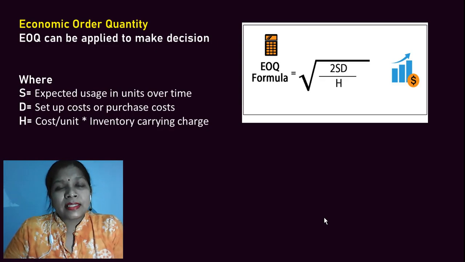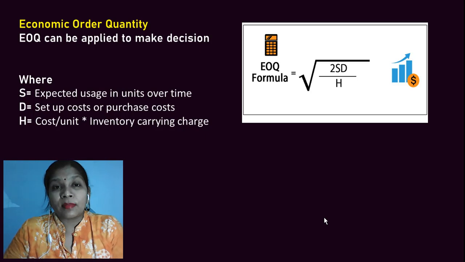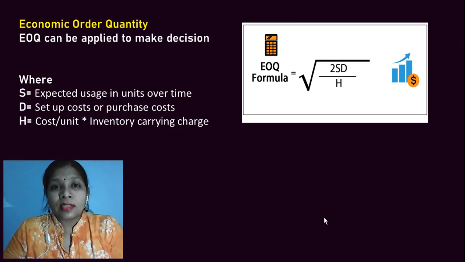Now, it's a tool. We can say the economic order quantity is a tool which will help you in making the decision. Now, EOQ, the formula for the EOQ is equal to root over 2SD by H. Here S says the expected usage in units over time, that is how many units you are expending or using. This is the expected figure. You need to keep in view the past expenditure or the past usage to find out this expected usage.